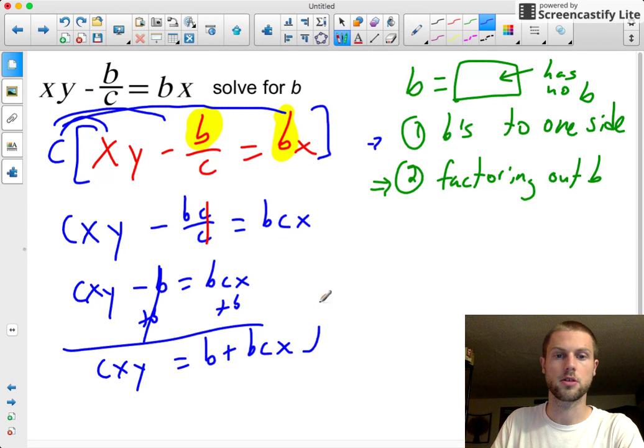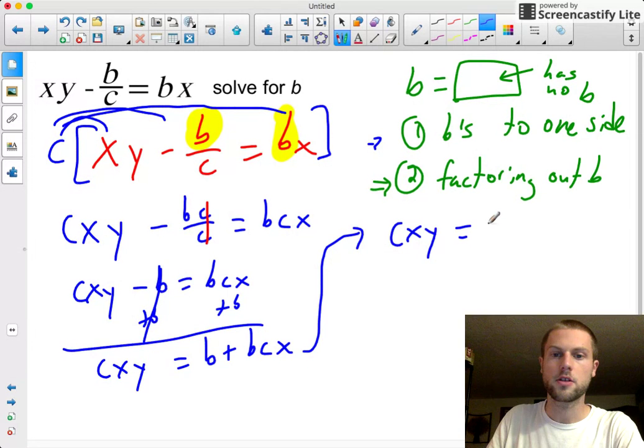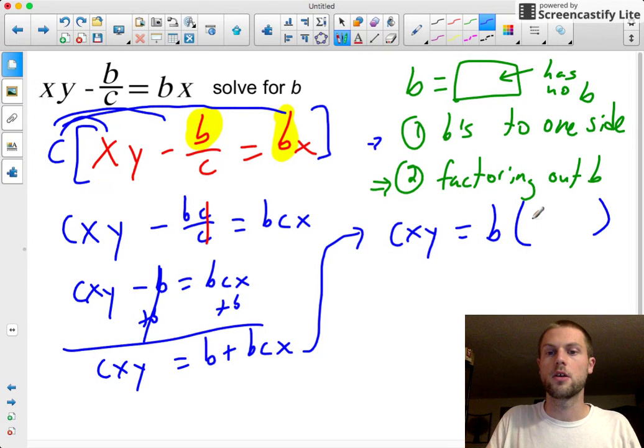So let's go up here. I have cxy, that's the same. That's going to equal b. Now if I factor out a b, remember you're thinking kind of like reverse distribute, take out b from this and from this. It's like a greatest common factor. So when I take a b out of b, I have a 1 left. And when I take a b out of bcx, I have just a cx left.